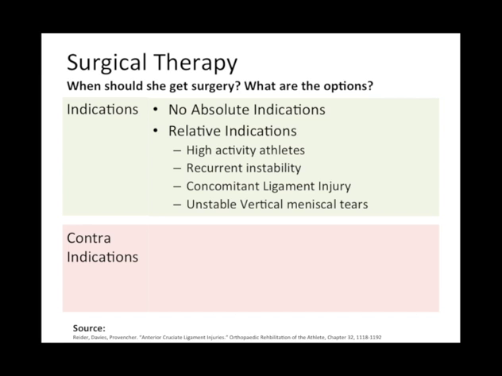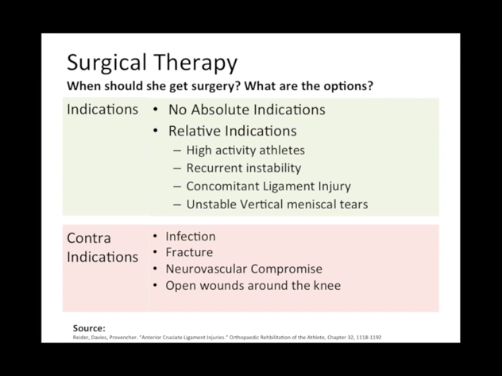Of course, there are also things that are going to make us slow down. And what are some examples of those? If there's infection, we will not proceed with operation. If there's fracture, that needs to be addressed. If there's neurovascular compromise, that's an emergency, and we have to take care of that first. And of course, open wounds around the knee are going to increase the risk of infection.